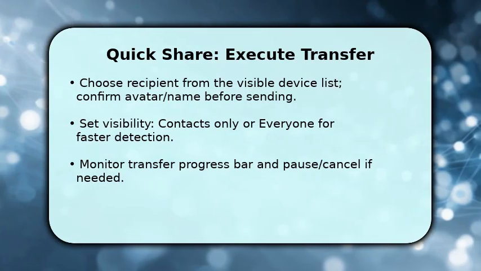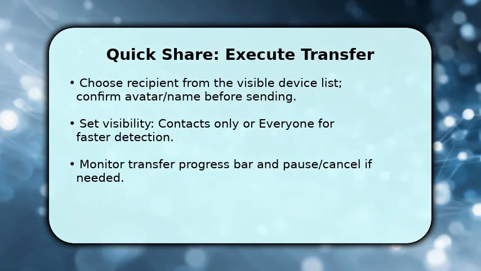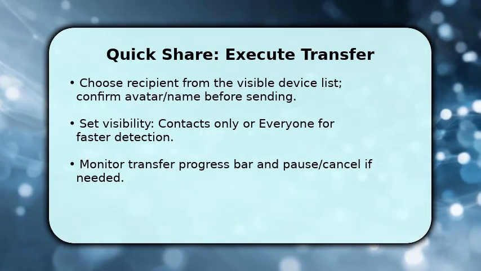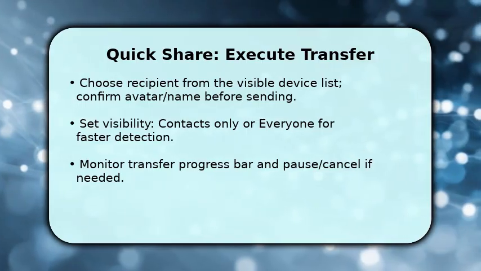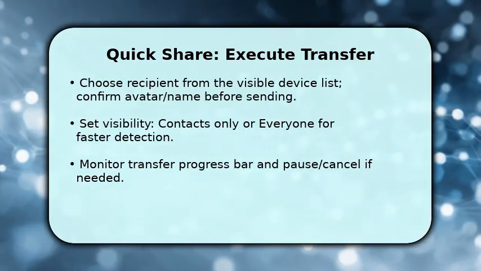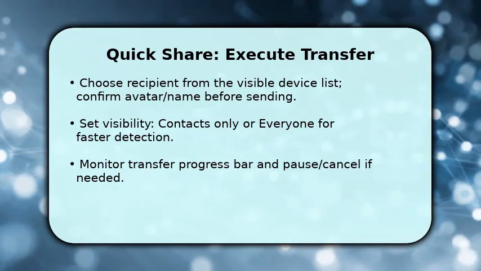You now choose the recipient from the visible device list. Confirm their avatar or name so you don't send to the wrong person. If discovery is slow, make sure visibility is set to contacts only or everyone depending on trust. Everyone speeds detection but is less private.